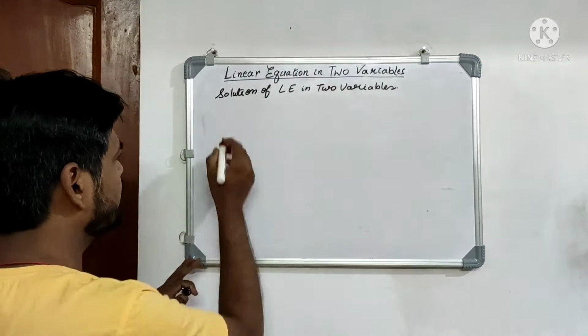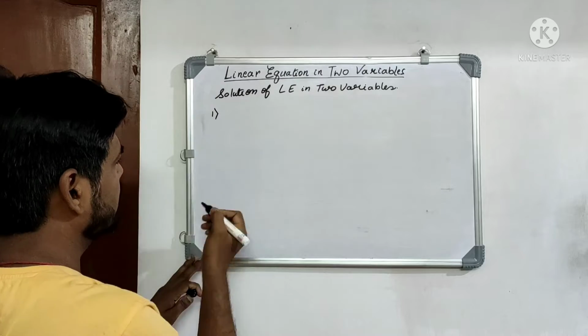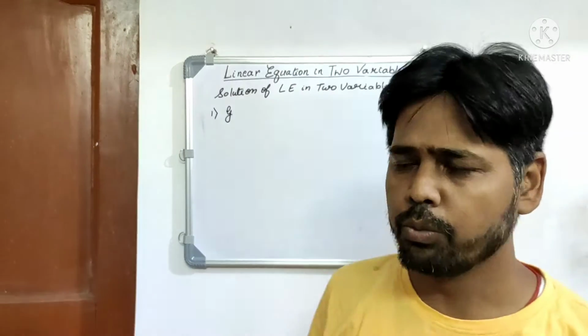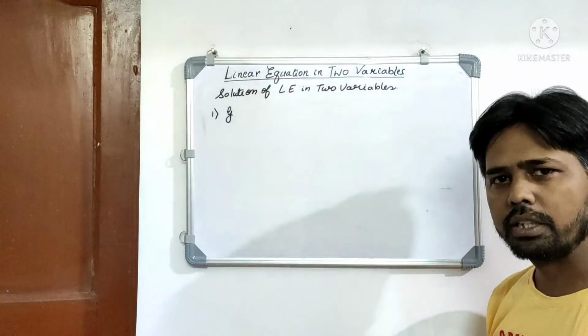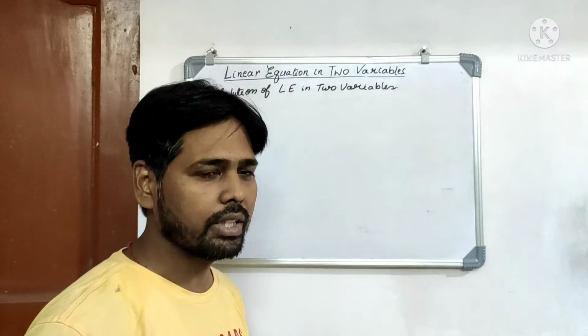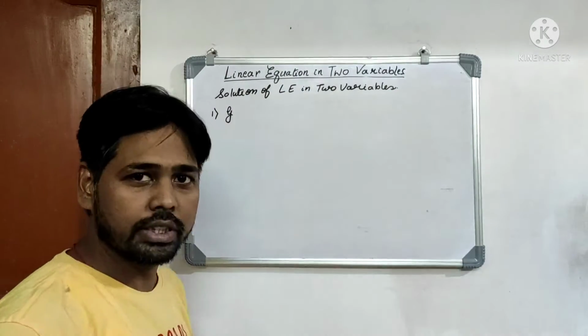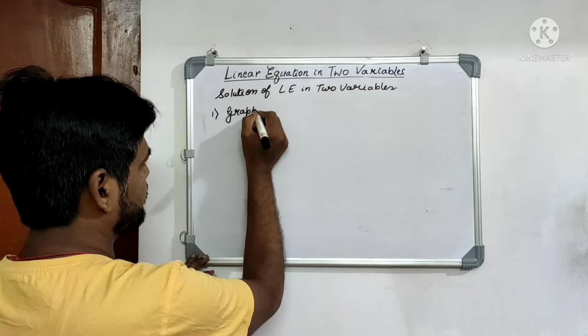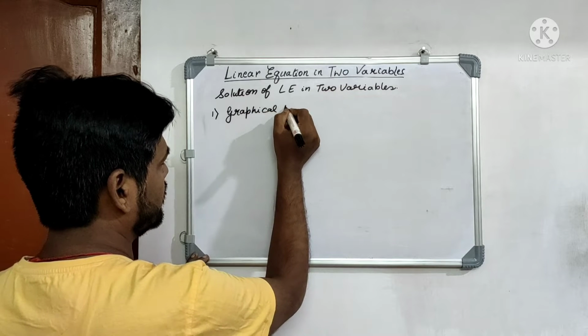Solutions of linear equation. The first method is known as the graphical method. There are several methods by which we would be able to solve the linear equation in two variables. The first method, which is very applicable and very important to be discussed, is the graphical method.